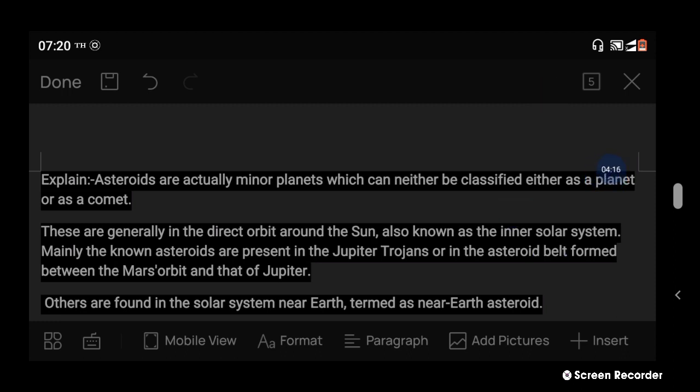They are generally in direct orbit around the sun, also known as the inner solar system. Mainly, the known asteroids are present in the Jupiter Trojans or the asteroid belt formed between the orbit of Mars and Jupiter. Others are found in the solar system near Earth, termed near-Earth asteroids. Next question.